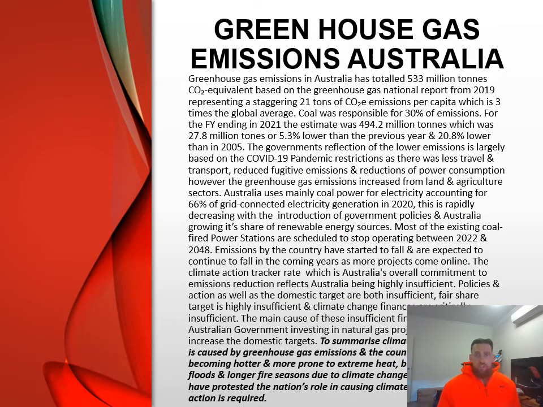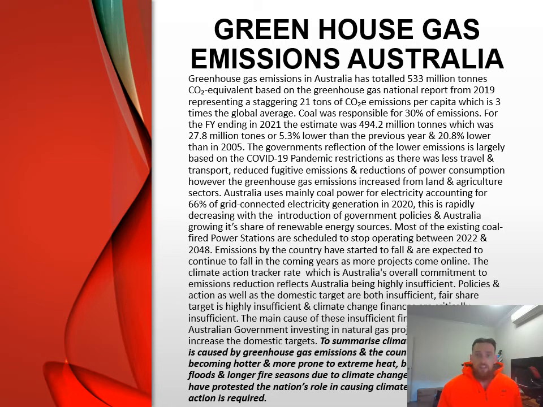Greenhouse gas emissions in Australia totaled 533 million tonnes of carbon dioxide equivalent based on the Greenhouse Gas National Report from 2019, representing a staggering 21 tonnes of carbon dioxide emissions per capita, which is 3 times the global average. Coal was responsible for 30% of emissions. For the financial year ending in 2021, the estimate was 494.2 million tonnes, which was 27.8 million tonnes, or 5.3% lower than the previous year, and 20.8% lower than in 2005.